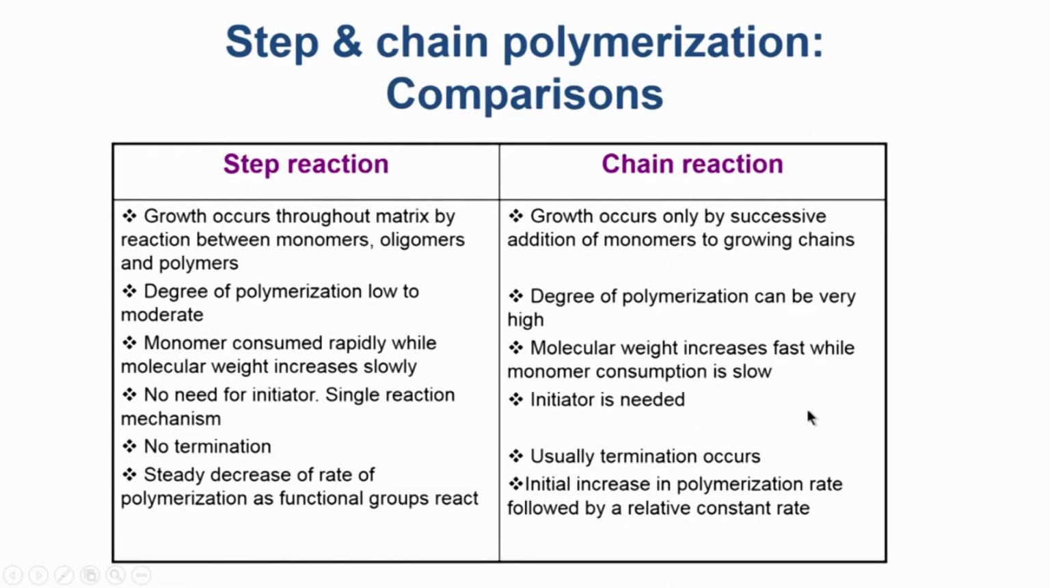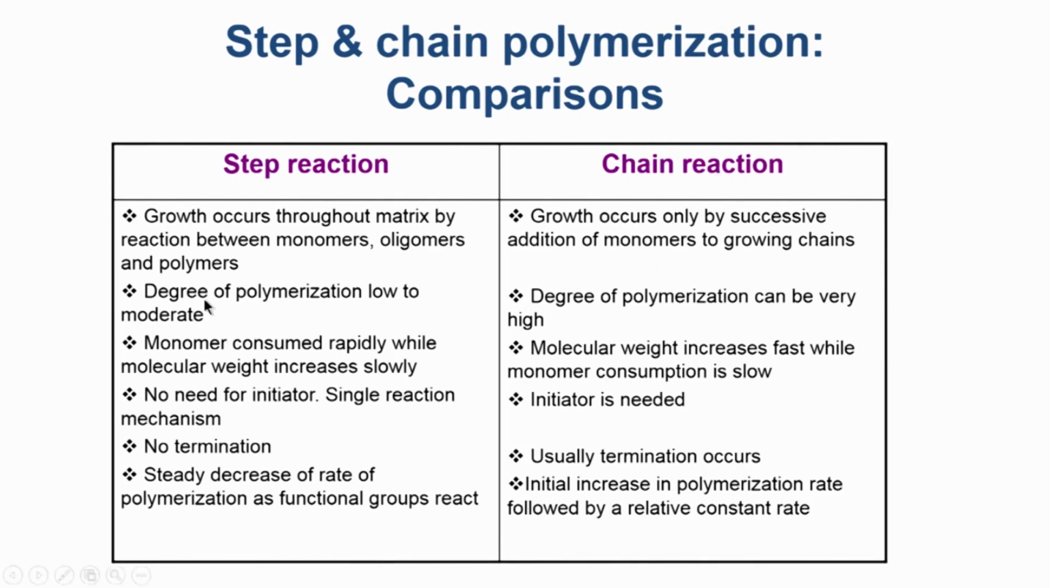So, just between the comparison between the step and the chain polymerization, each has its own properties, advantages and disadvantages. Typically for step polymerization the growth occurs throughout in a non-uniform manner. So, you can have monomers reacting with oligomers, forming polymers and all those kinds of things, whereas in chain reaction it is much more directional, where you will have an active site only reacting with the monomers.